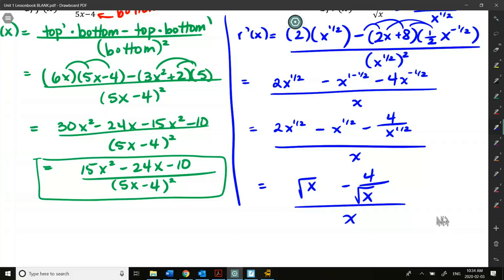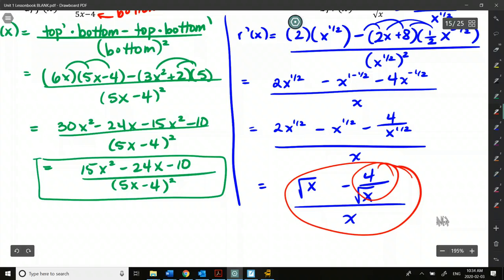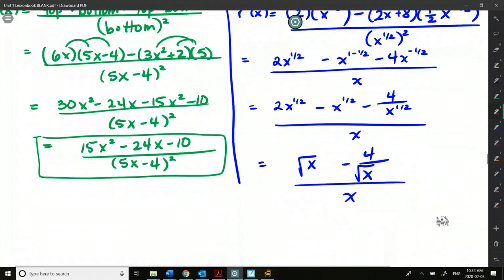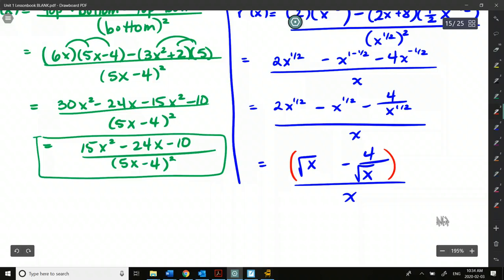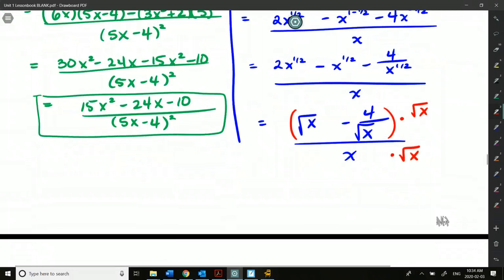And we do need to clean this up just a little bit, because we don't usually like fractions inside of larger fractions. So what I would like to do is take this numerator and multiply both terms by root x, so that the root x here and the root x here will cancel when I distribute that in. But I must also do that to the bottom. So I have to multiply the bottom as well by root x. So we're going to bring this in to both terms.